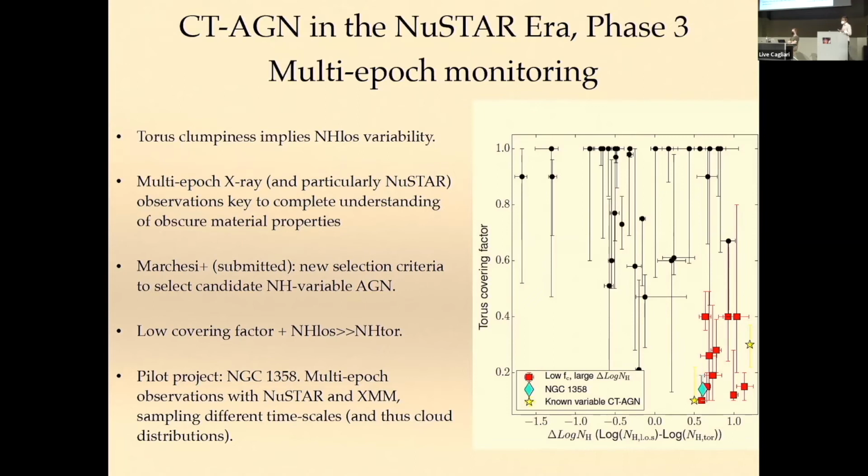And we find a way now to select sources that are promising in terms of being variable. And these are objects that I'm showing here in red.